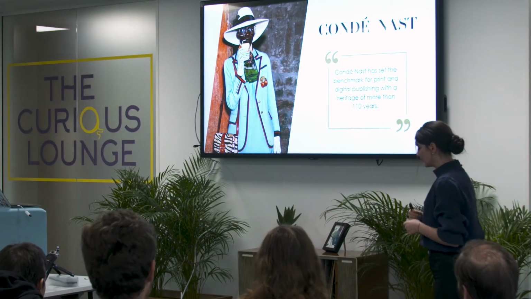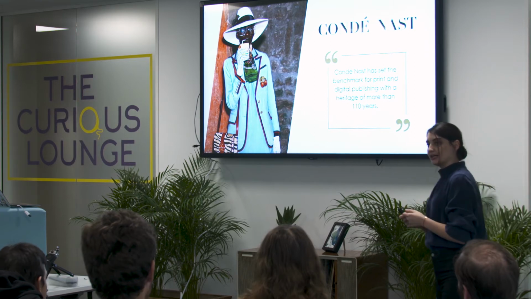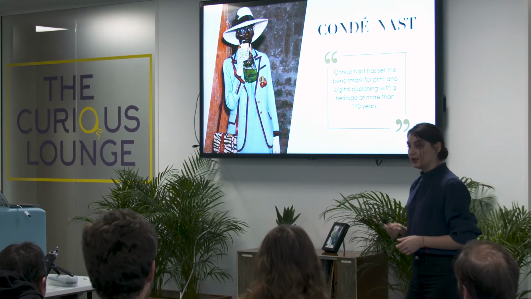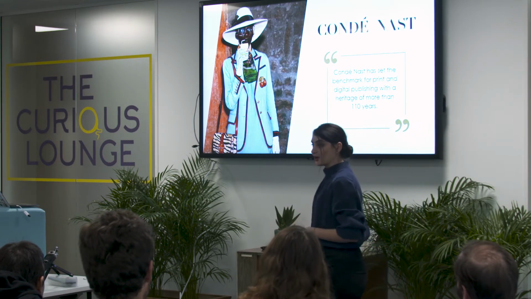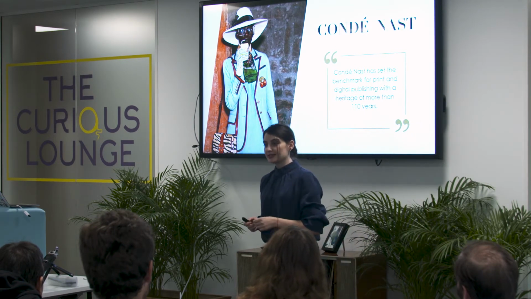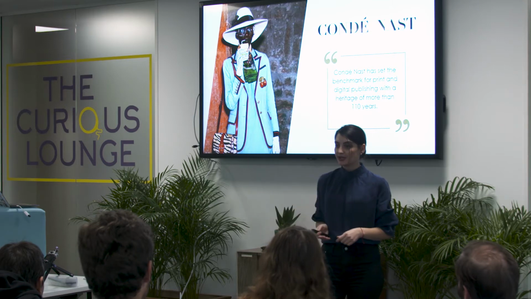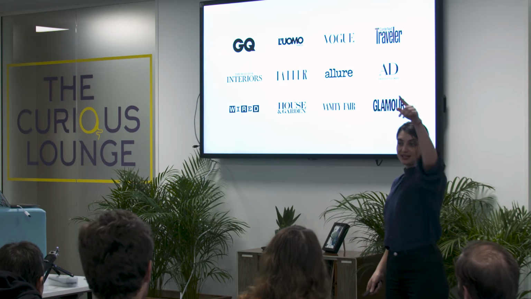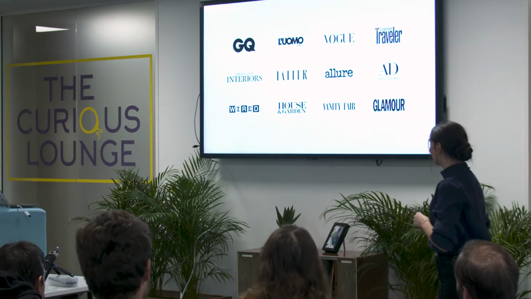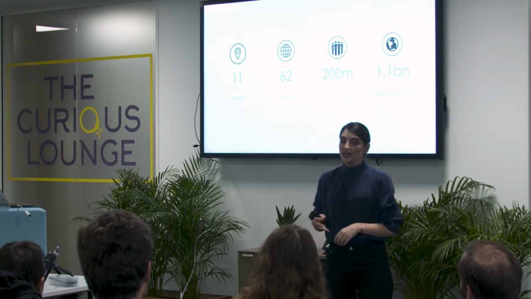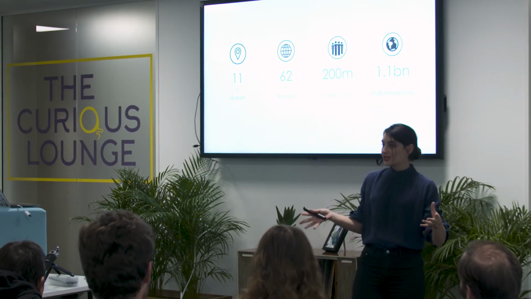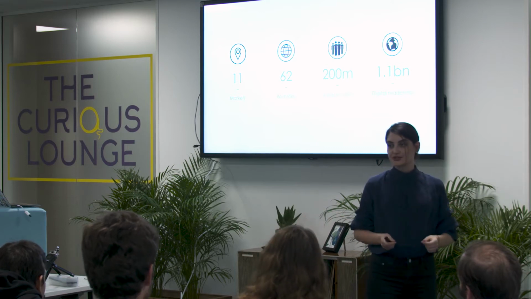So let's begin. Conde Nast International has set the benchmark for print and digital publishing for more than 110 years. We operate brands that are fashion and luxury oriented, and you might be familiar with some of the brands like Vogue, GQ, Wired, and you have magazines just over there. Vanity Fair, AD, and more. These are just a few of the brands we have in our portfolio. With headquarters in London, we operate on an international scale in more than 11 countries.